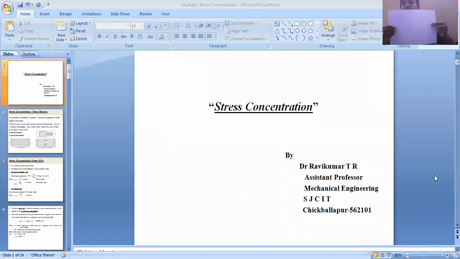Yes, sir. Now I want to break this sheet by applying a tensile load. If you have a sheet, please take the sheet and also try it. Try to break this sheet by applying a tensile load. Yes, sir. Please try it. This demonstration is very, very important to understand the stress concentration.